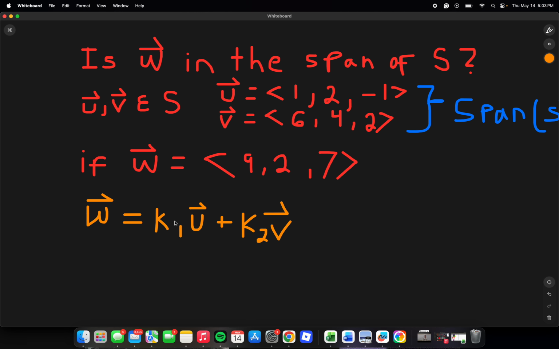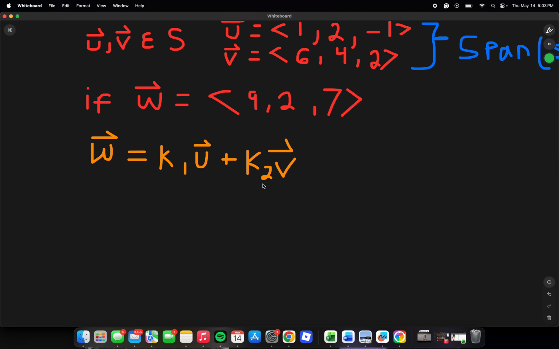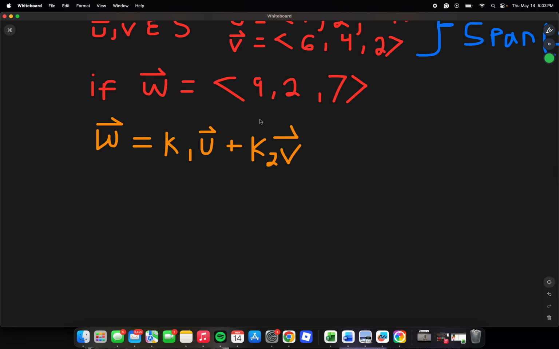But maybe this isn't a whole number ratio that's very nice. In our case, we'll find it to be a very nice number, but it might not be. It could be like maybe 1.3 times u, and then plus k2 being like, I don't know, negative 2.6, and that corrects you to w, showing that it is in the span.